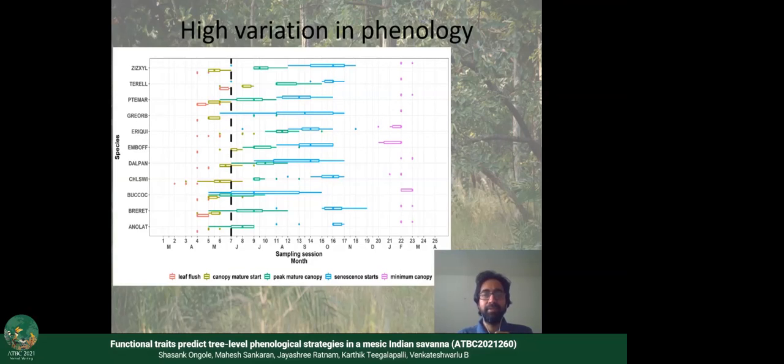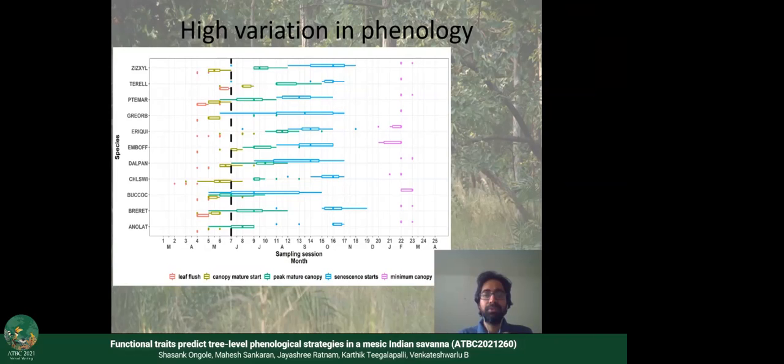To test this, we monitored leafing phenology twice a month for 113 individuals across the 11 most abundant tree species in a 1 hectare patch in a mesic savanna in South India. We examined the timing of different phenology stages: leaf flush, the first sign of mature leaves in the canopy, when most leaves in the canopy were mature, the start of senescence, and the minimum levels of canopy, which you can see in the legend. The species abbreviations are on the y-axis. On the x-axis are the months.